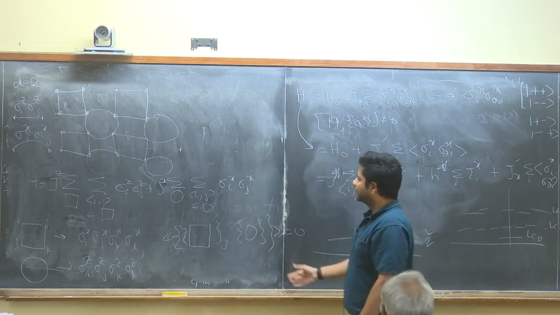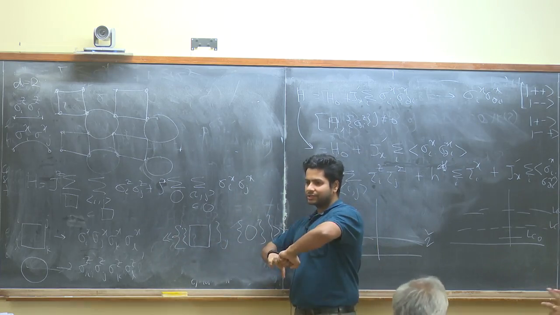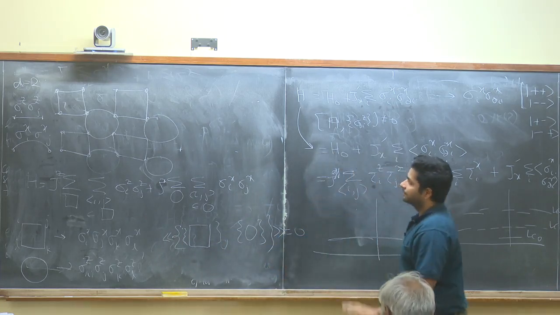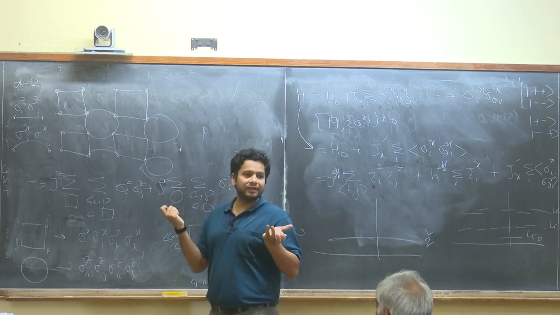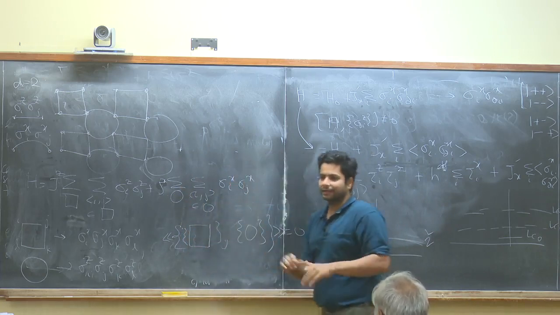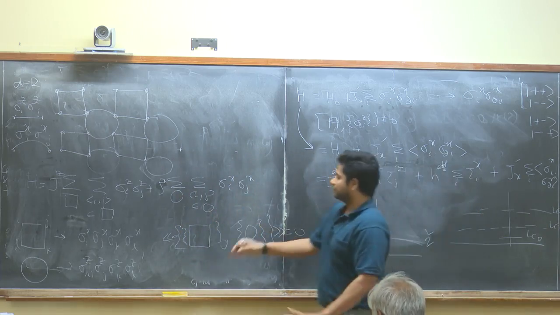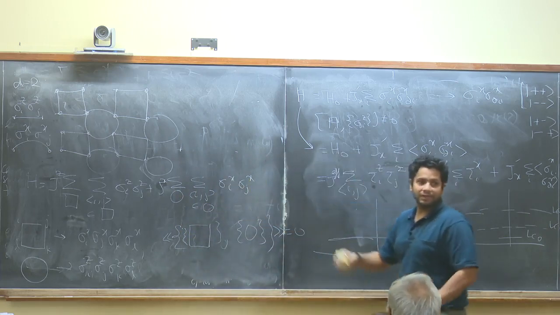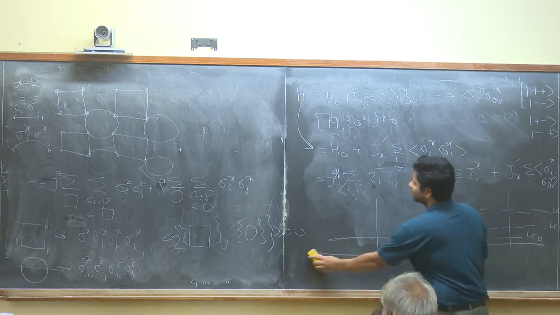So these anti-commute whenever they share a site, but there is no effective classical degree of freedom now, because on each site sigma x and sigma z are acting. So now, without doing anything, I can say that this will have an extensive degenerate ground state manifold.